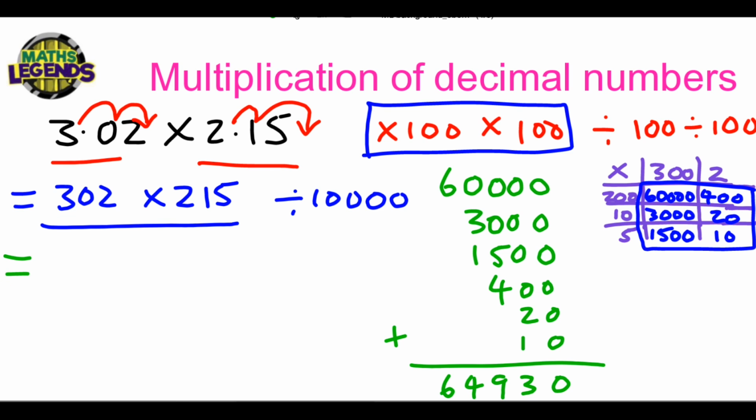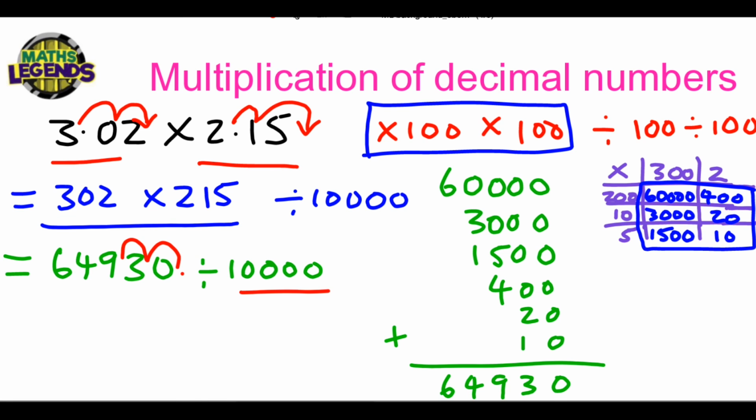So this then simplifies to 64930 divided by 10,000. Now here we have 4 zeros, so we need to move the decimal point 4 places. So 1, 2, 3, and 4. So the answer is 6.493. Notice that we had a 0 here, so we could have written the 0 at the end, but it's a trailing 0, hence it's not needed. So the answer is 6.493.